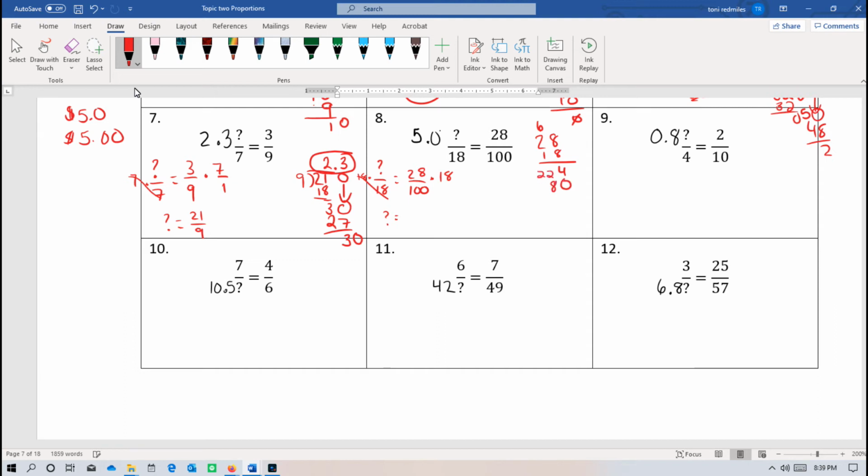1 times 8 is 8. 1 times 2 is 2. And my answer is going to be 504 over 100. Forgot to put my 1 down there. All right, so I know that that's going to go in there at least 5 times, right? Let's go ahead and see how far we have to go to round it.